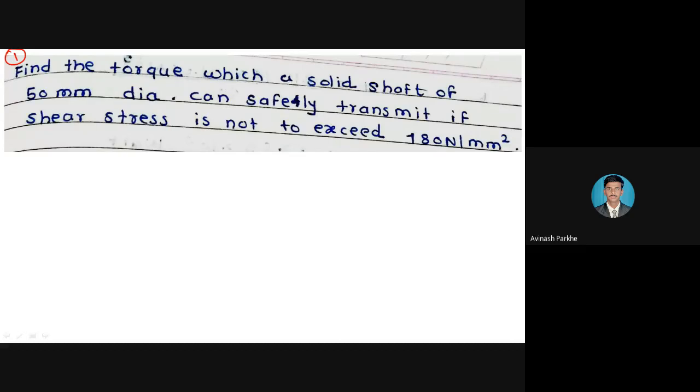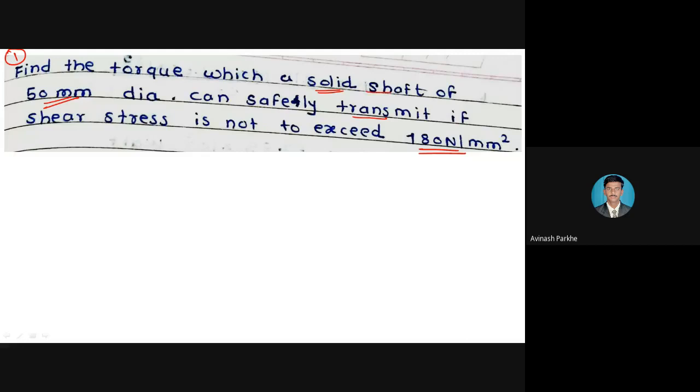Find the torque which a solid shaft of 50 mm diameter can safely transmit, with shear stress not to exceed 180 Newton per mm square. Find the torque; we have to calculate the torque for that particular solid shaft.